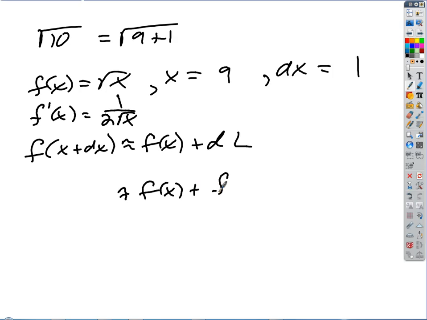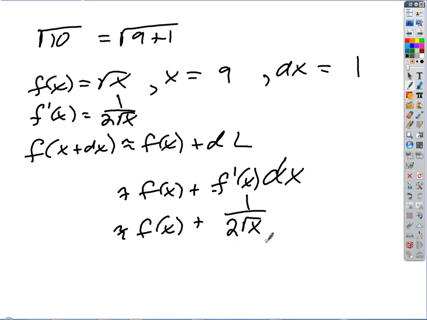So dl then is just f prime of x dx, which is 1 over 2 times the square root of x times dx. Well, let's just put the dx on top. And f of x, we know what that is. That's just the square root of x. So let's replace that. And you can do that in your head, as a fraction at least. Making it into decimals is a little bit harder.